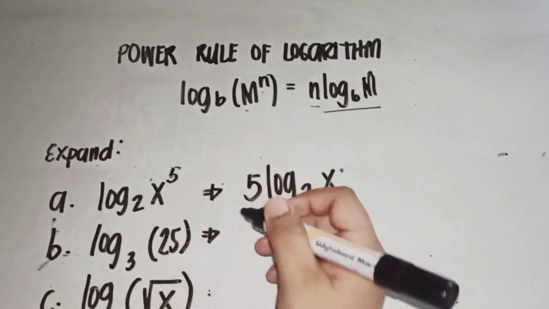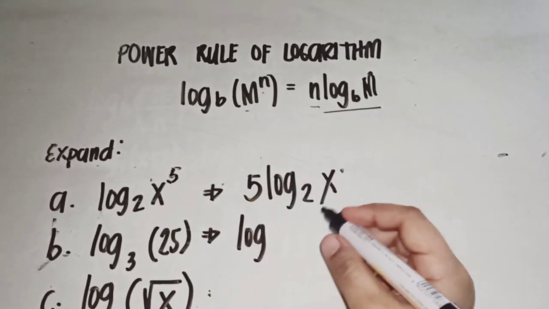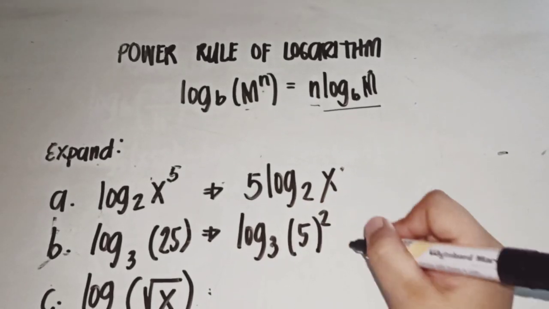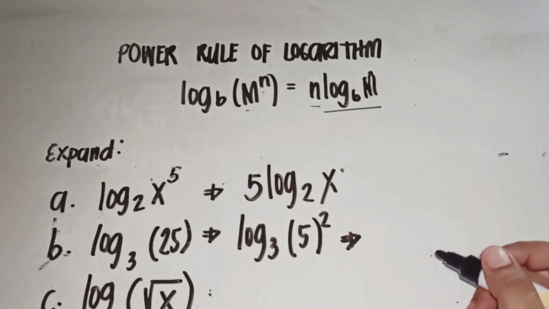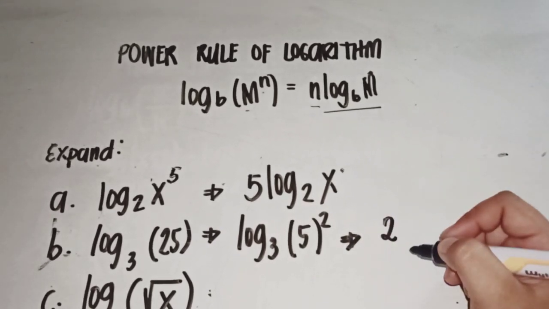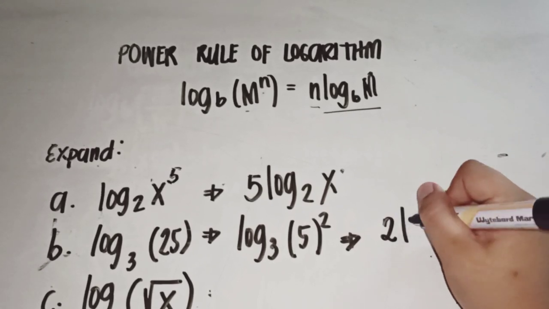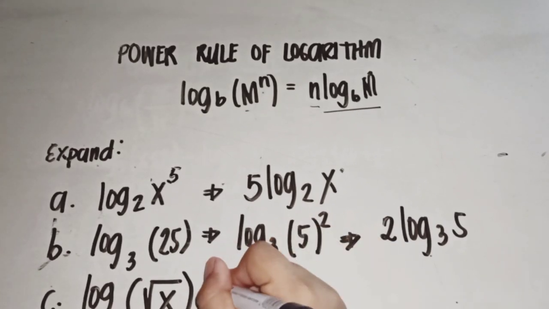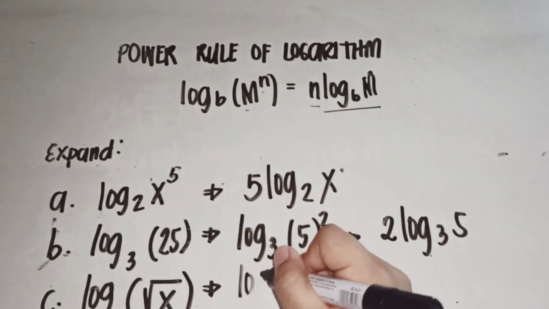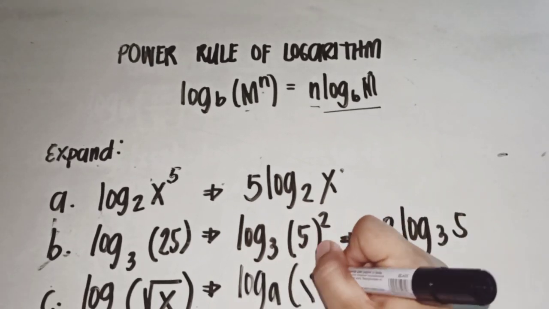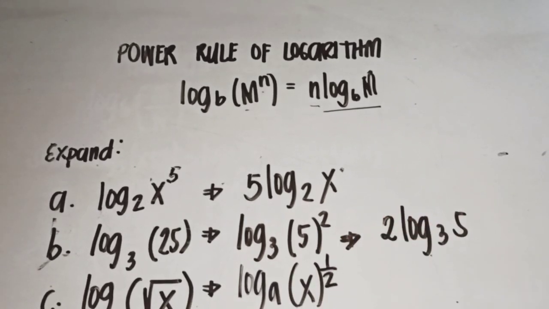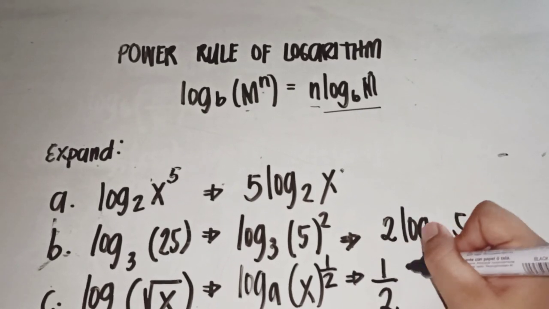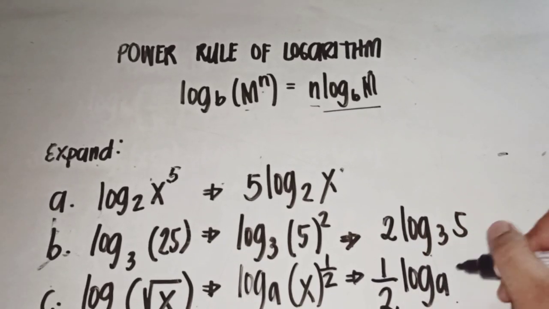Next example, to simplify this, 5 squared. So we write our exponent 2 multiplied to the logarithm of the base. Next one, we write this as x raised to 1/2. Then we write our exponent multiplied to the logarithm of the base.